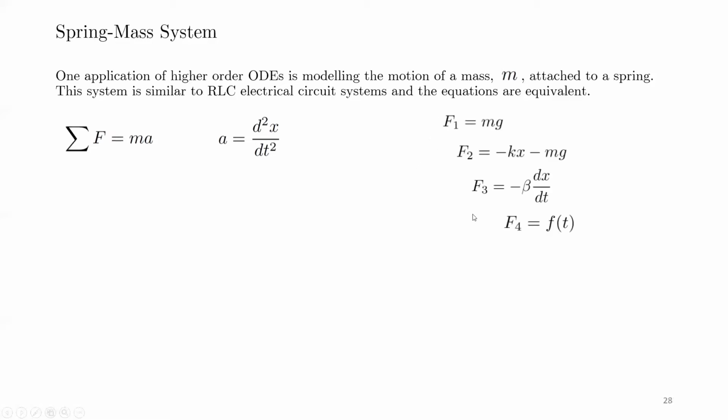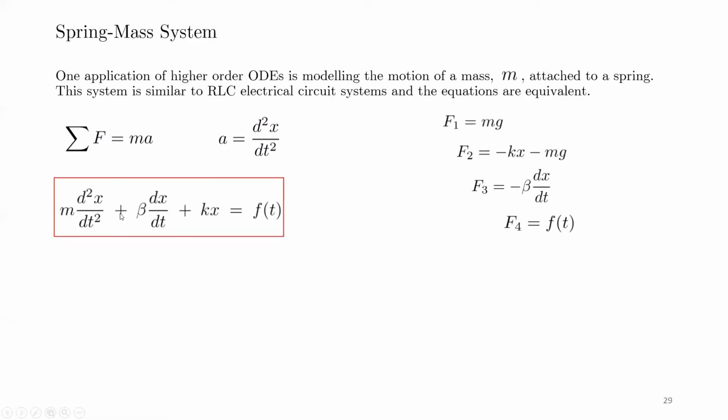We have our four forces that we've described here. We've got the force due to gravity. We've got the spring resistance force, or let's say Hooke's law. We've got some damping force here, and we've got some external force that could be present. Okay, and so what Newton's second law says is we have to add all those four forces together. And again, notice if we do that, F1 plus F2, the gravity term is actually going to cancel.